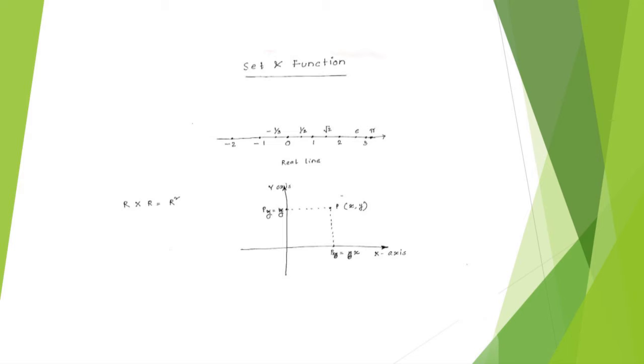Okay, so we take a point P on the plane. We project that point on the axes. From this projection we determine an ordered pair small x and small y of real numbers. So what is small x and what is small y? Small x and small y are the projections, and they are called the x coordinate and y coordinate of P.